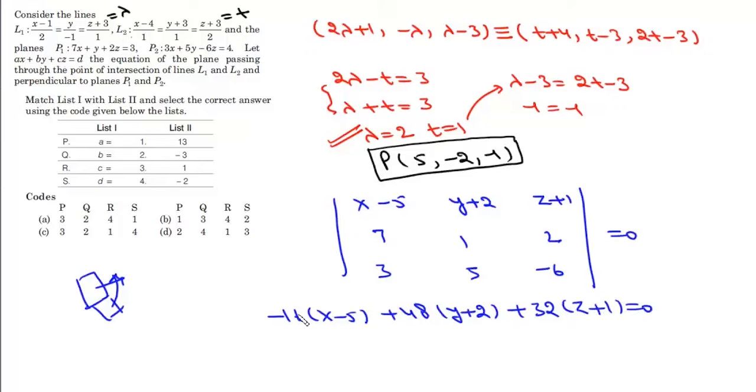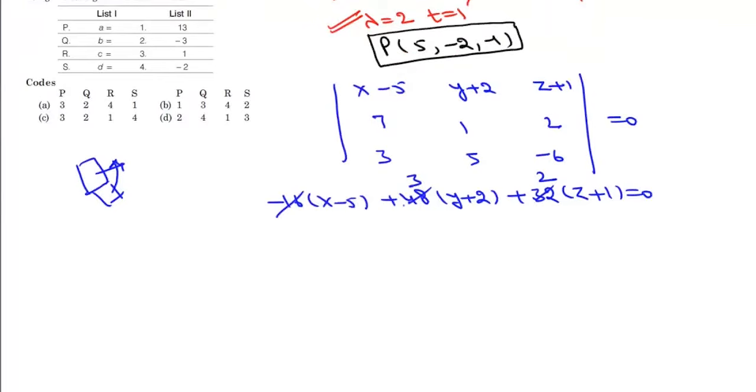Now we'll divide everything by 16. So this is 16, this is 3, and this is 2. So we can write this equation as x minus 5 minus 3 into y plus 2, minus 2 into z plus 1, equals 0, or x minus 3y minus 2z will be equal to 13.